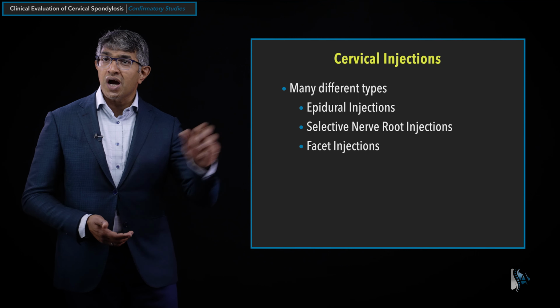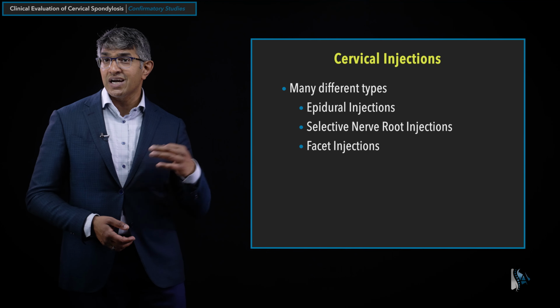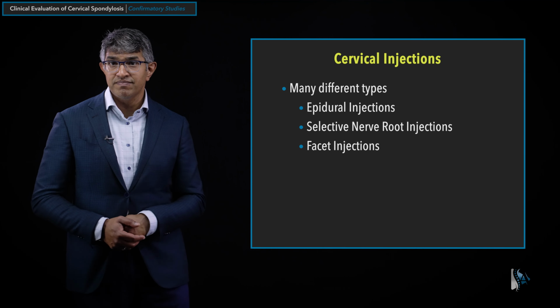Those are injections that target the spine. There are other types of follow-up injections you may have heard of, radiofrequency ablation or rhizotomies, trigger point injections, etc. But these are the most common that are useful from a diagnostic standpoint, from my perspective.